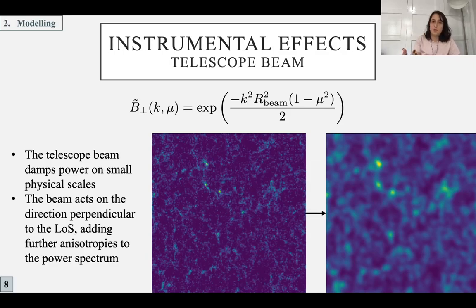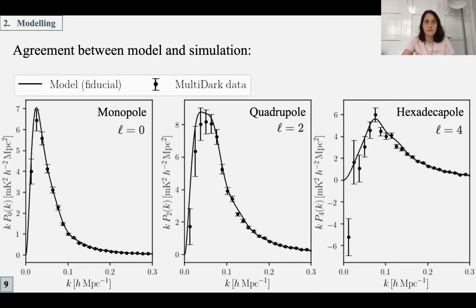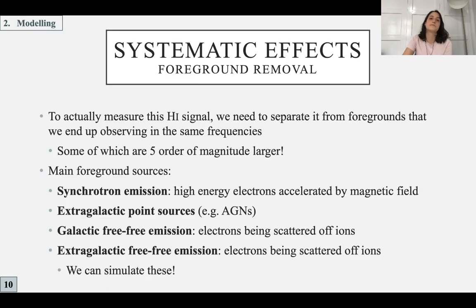And we can model this as just a Gaussian damping function, which damps these small physical scales as a function of the size of the beam. And this beam actually acts only along the perpendicular to the line of sight, so it adds even further anisotropies to the power spectrum. Here we can show the agreement between our model and the simulation for the monopole, quadrupole, and hexadecapole multipoles. And we can see here that our model seems to agree well with the simulations.